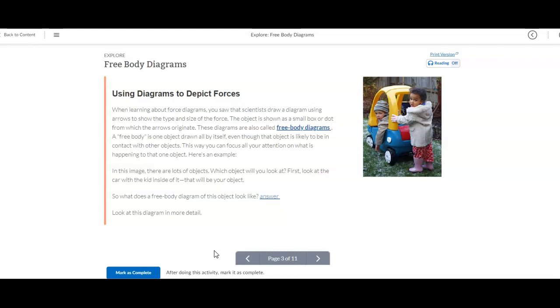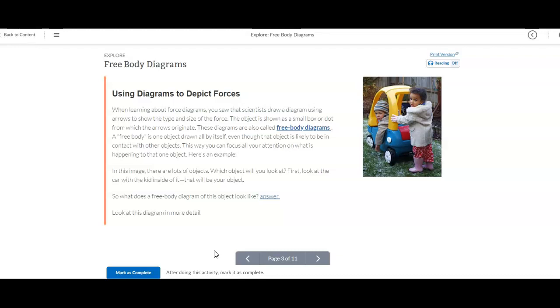So we used these in Unit 4. If you remember, you had a part on your lab where you had to draw the box and the arrows. So those diagrams are called free body diagrams. And a free body just means that one object is drawn all by itself, even though that object is likely to be in contact with other objects. This way you can focus all your attention on what is happening to that one object.